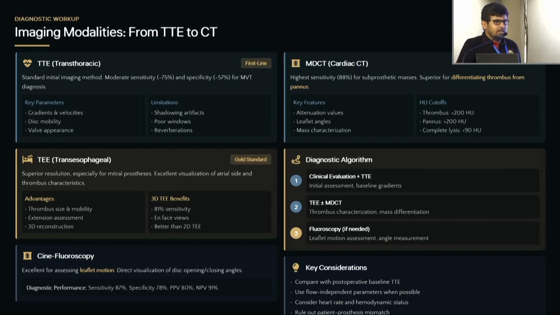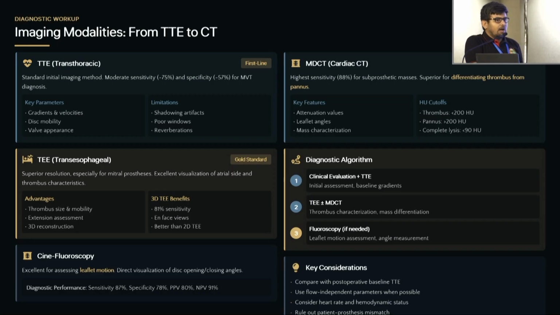Next is cine fluoroscopy. This is particularly used to differentiate pannus from mitral valve thrombosis. Fluoroscopy says more about the movement of the leaflet rather than the thrombus. Based on the angle at which there is an occlusion because of the thrombus, the movement of the leaflet can be assessed using cine fluoroscopy.